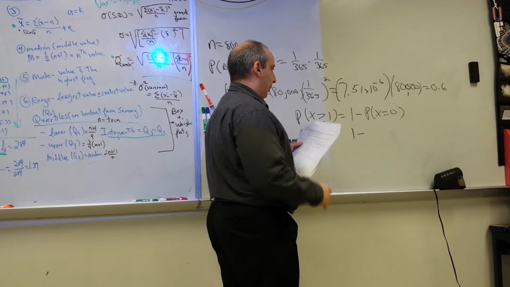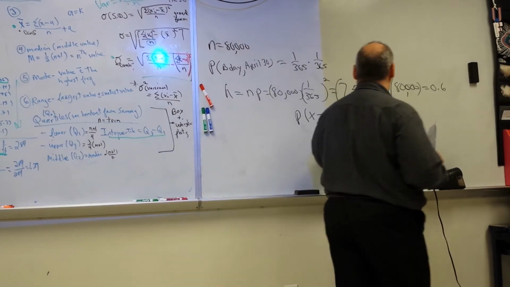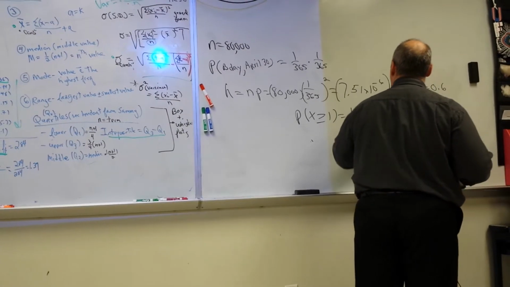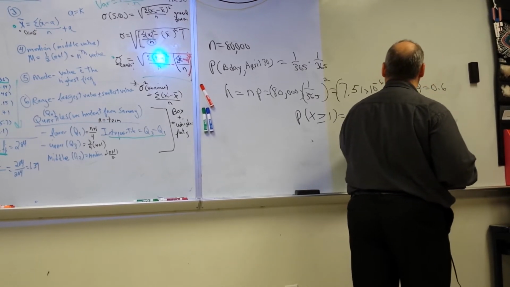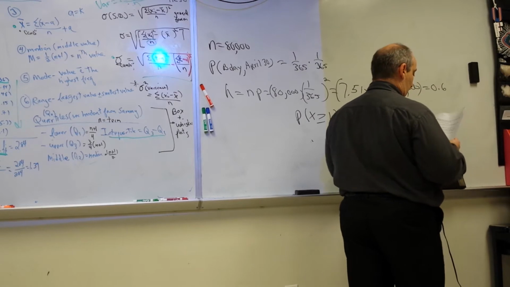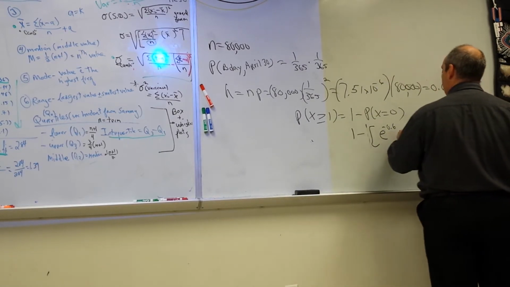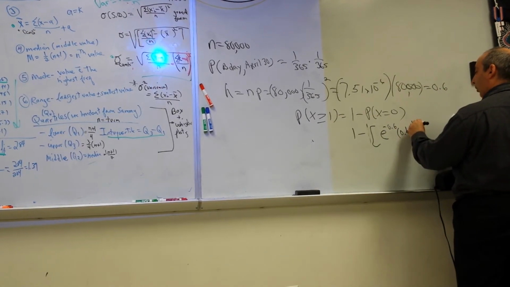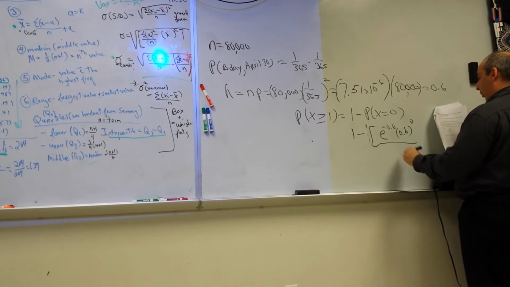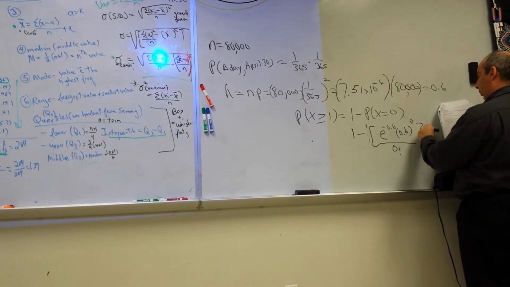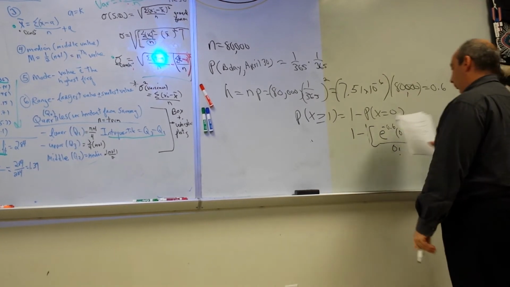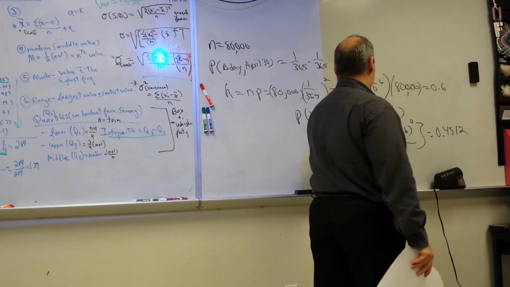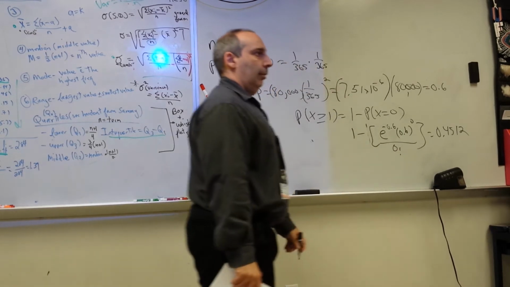There's a lot better chance with 80,000 people. Yes, exactly. You're going to increase it, right? So here we go: e to the negative 0.6, times 0.6 to the 0 over 0 factorial. That's 0.4512. So what's the final answer? Yes, pretty good chance, right?